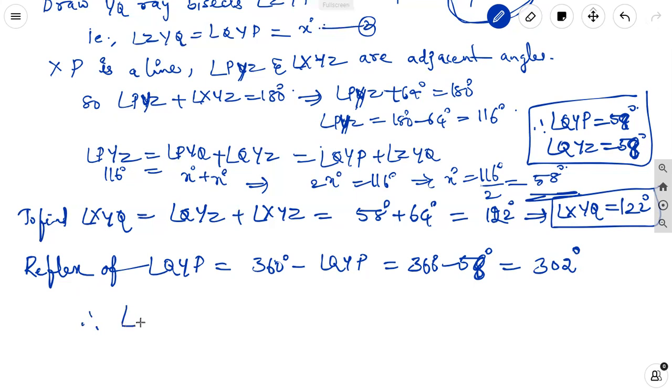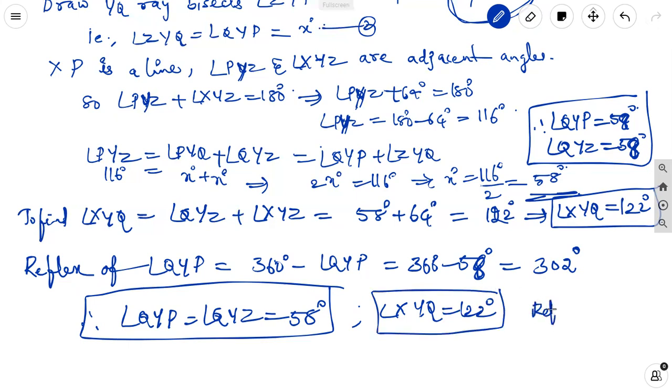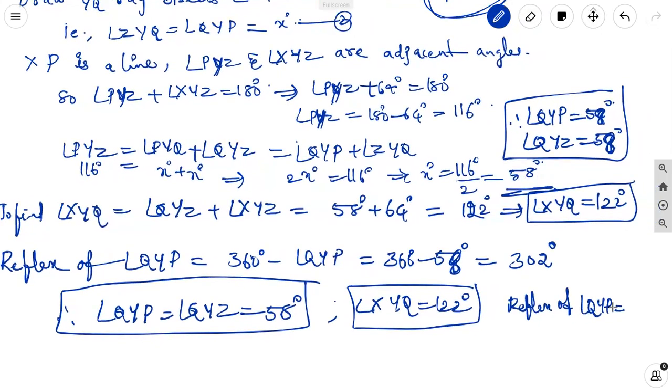Therefore, angle QYP equals angle QYZ equals 58 degrees. We found this one. And angle XYQ equals 122 degrees. Next, the reflex of angle QYP equals 302 degrees.